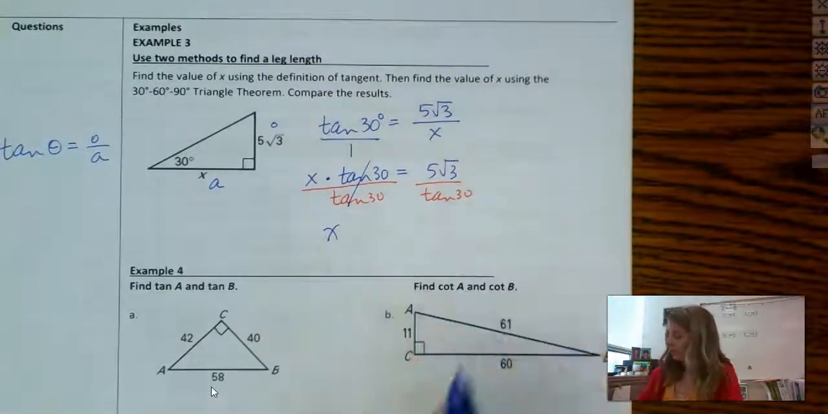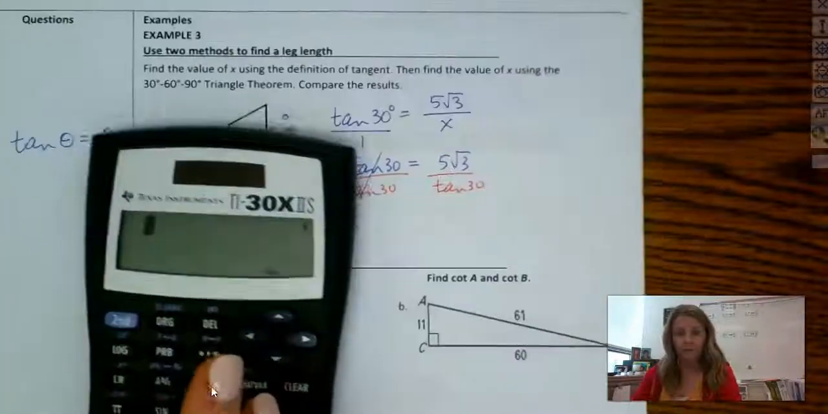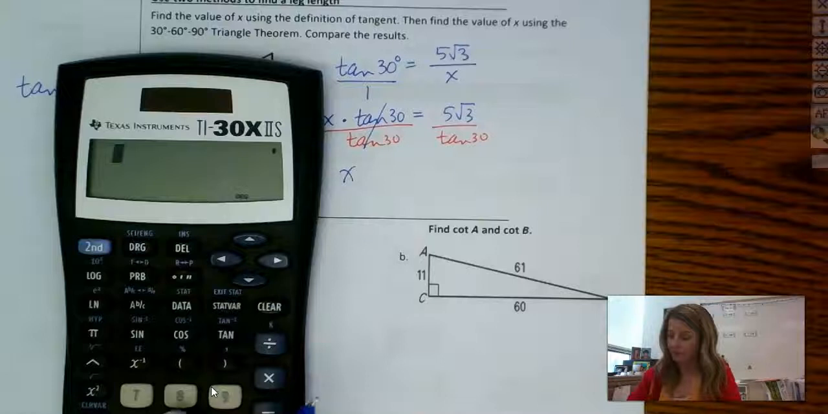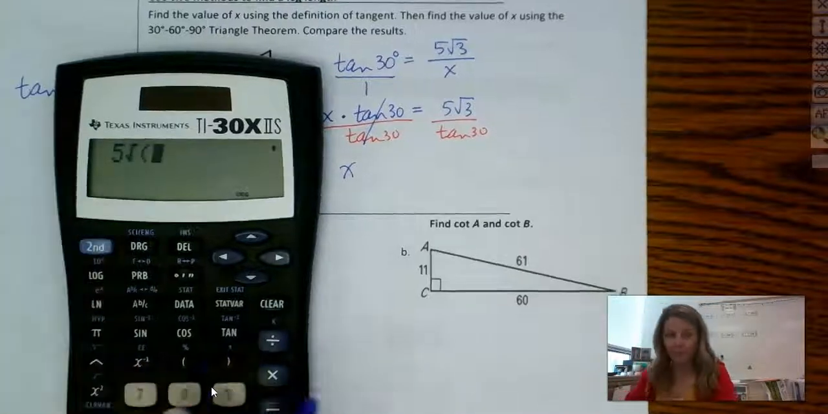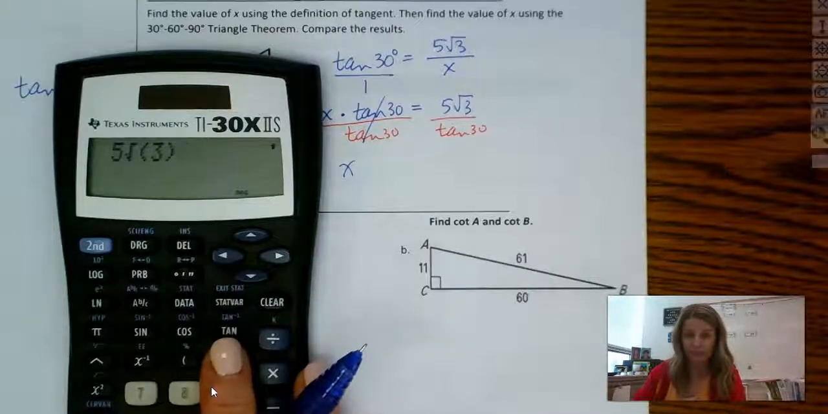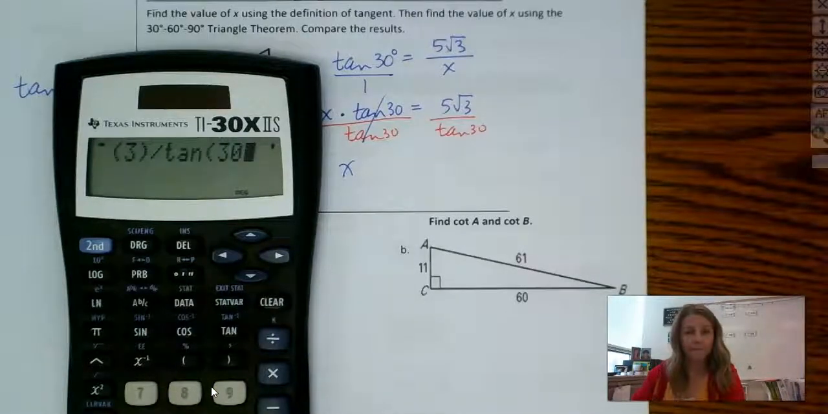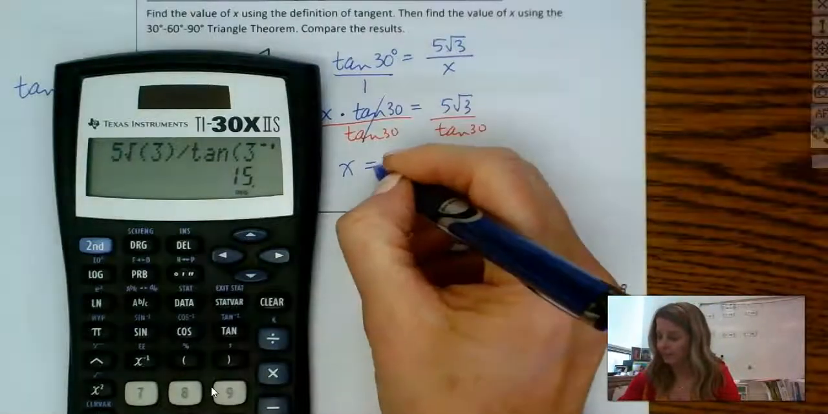So x is going to be, and then here's where I'm going to grab my calculator. All right, so I have 5 times the square root of 3. Now, do you see how that opened up a parenthesis before I hit my 3? I need to close my parenthesis. Then I'm going to divide by the tangent of 30. I get exactly 15 on this one.